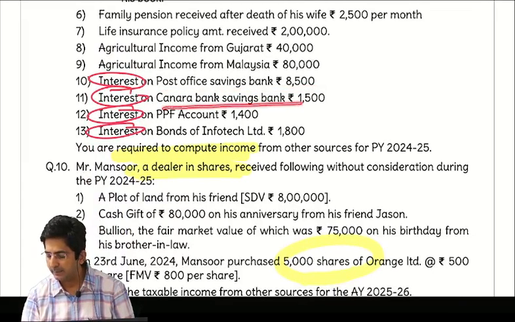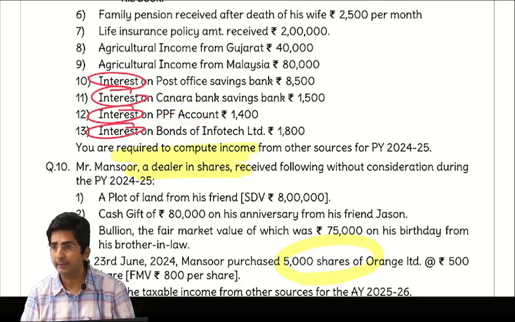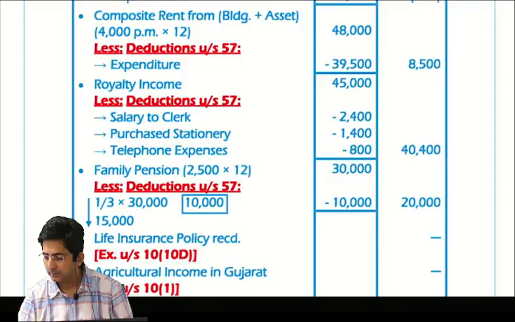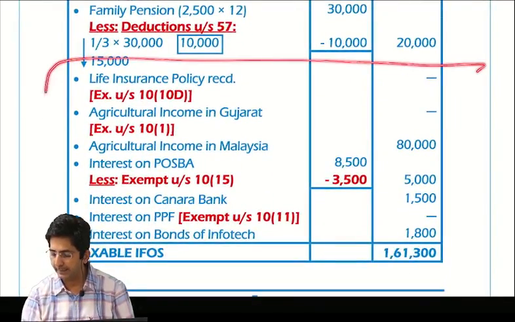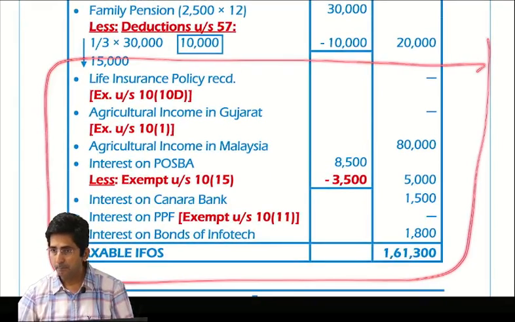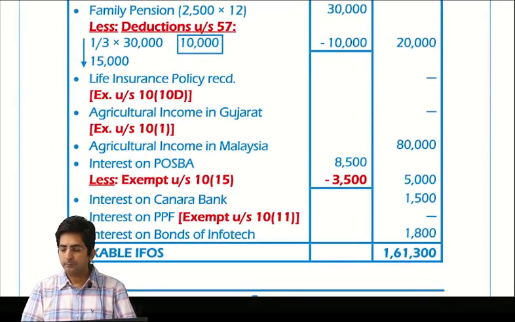Then Canara Bank savings account, taxable. PPF, exempt under 10(11). Then Infotech bonds, taxable. Check the answer. These were the points at the end. What is the total? 161,300.